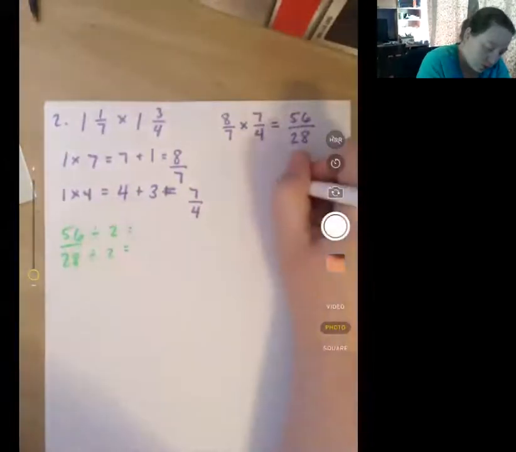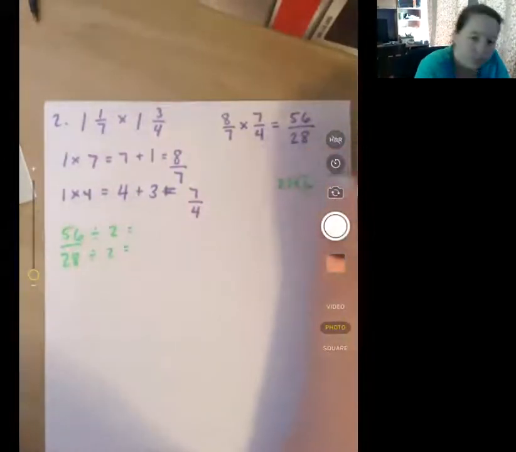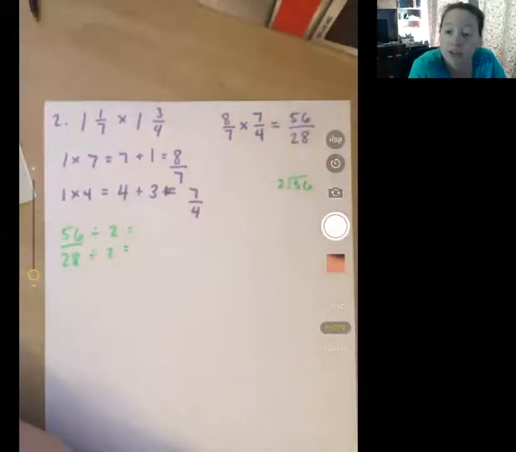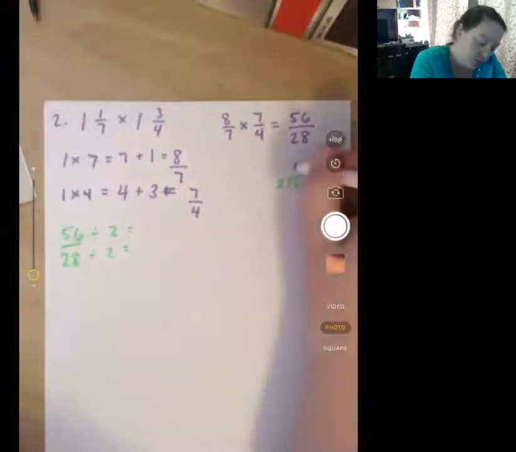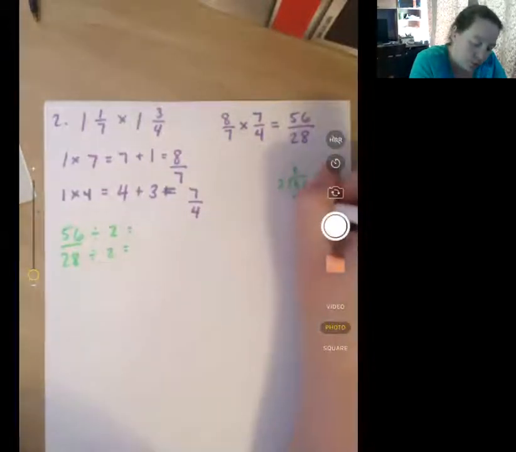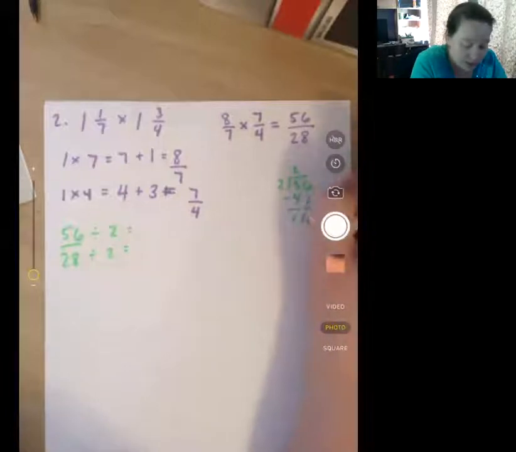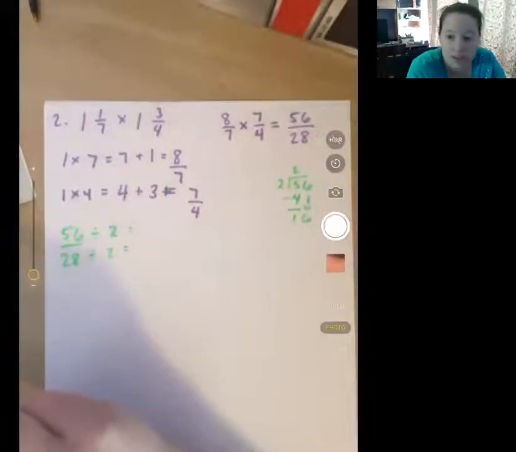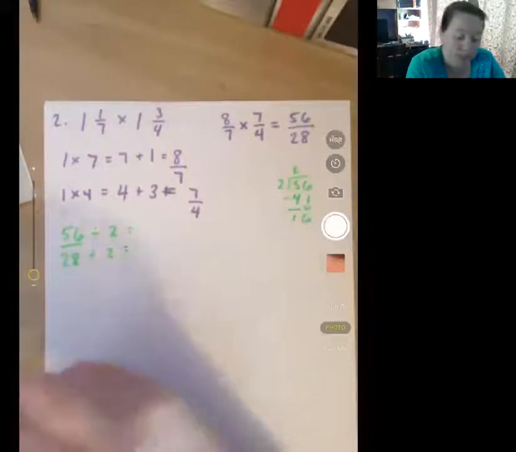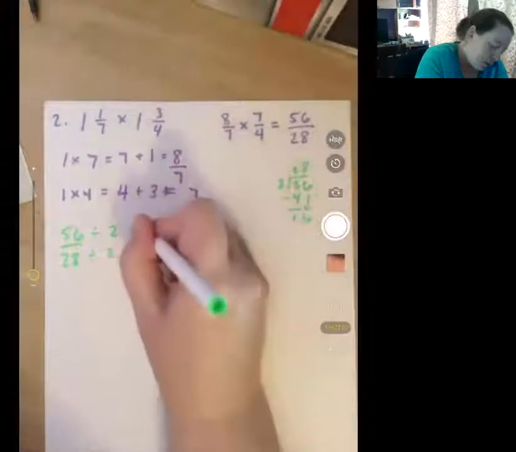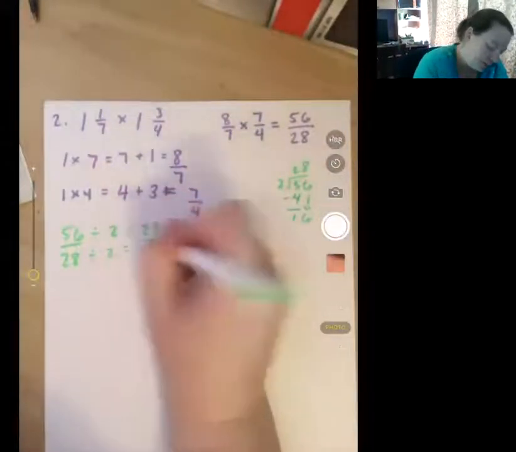2 goes into 56. 2 goes into 5. 2 times what is close to 5? 2 times 2, which is 4. 5 minus 4 is 1. Bring down the 6. And 2 goes into 16. 2 times what is 16? 8. So we have 28.